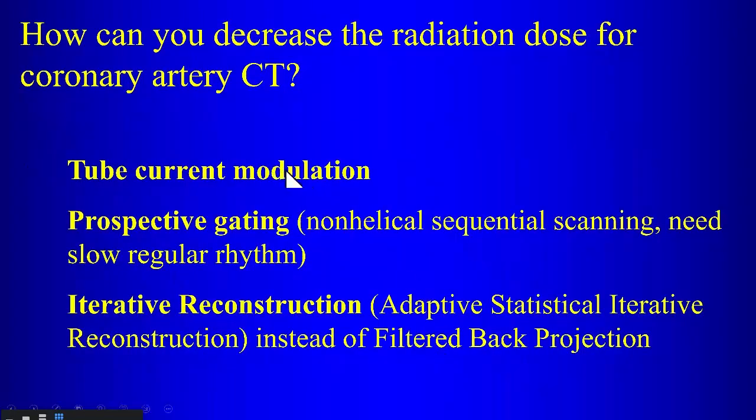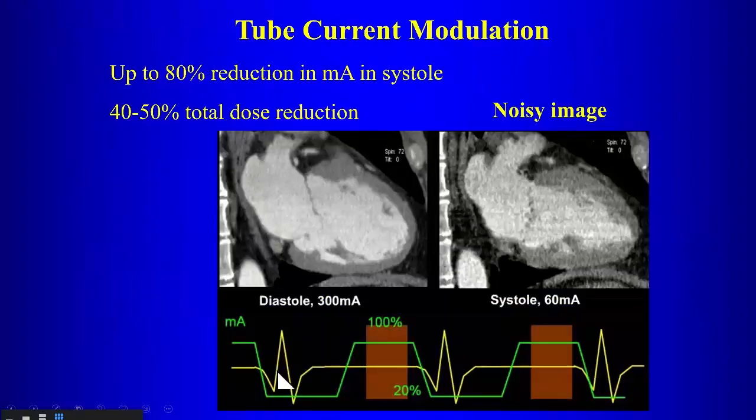Now, there are other things that we can also do to decrease the radiation dose, and we'll talk about these: tube current modulation, prospective gating, and iterative reconstruction. They say there's no such thing as a free lunch, but this is a free lunch, although you kind of have to pay up front a little bit more in terms of money, but it's still free in terms of radiation penalties.